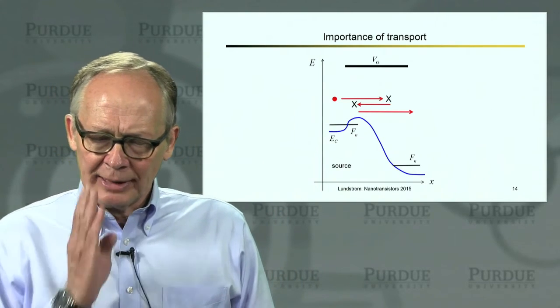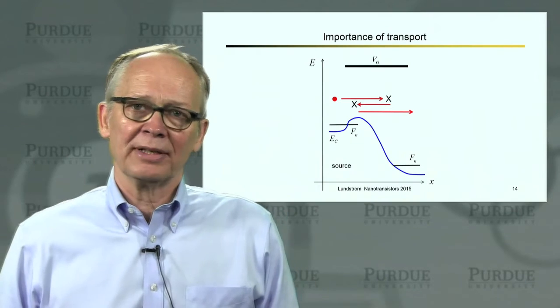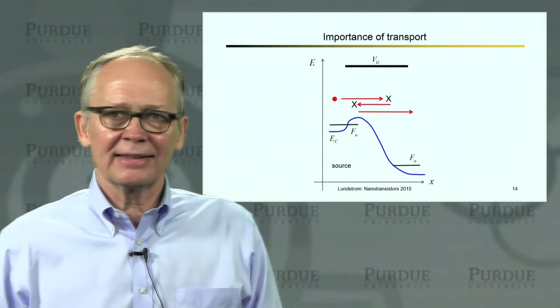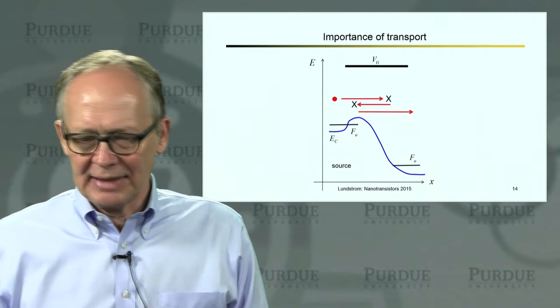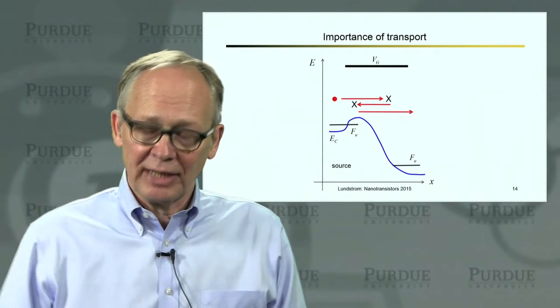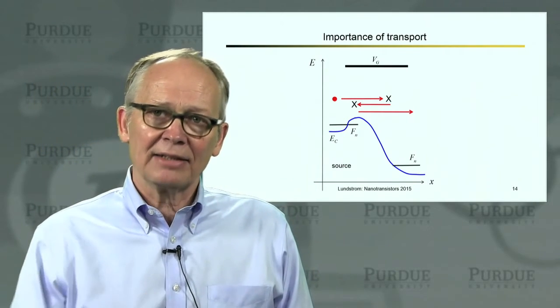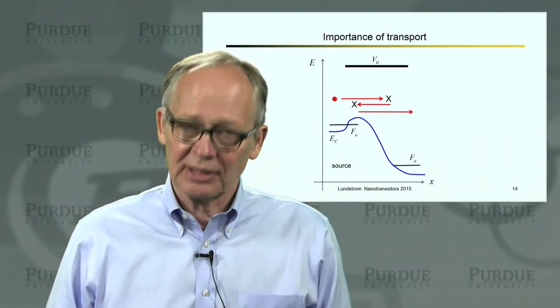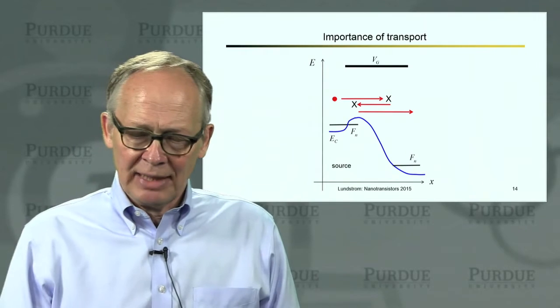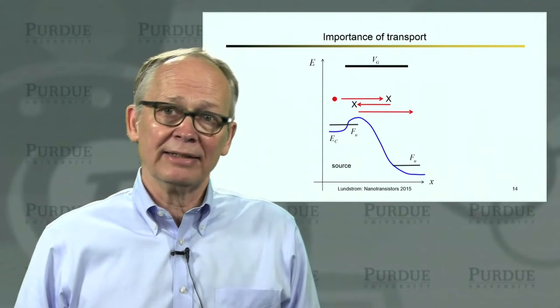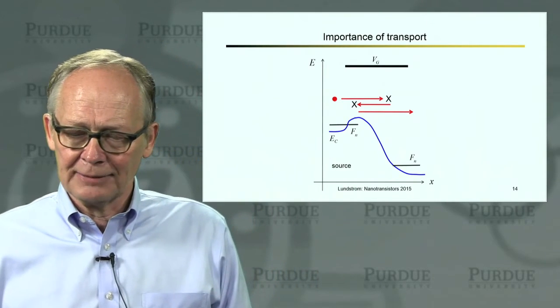More realistically, it's going to encounter something. It'll encounter a defect, it'll encounter some roughness at the interface, and it may encounter a lattice vibration, and that will knock the electron in a different direction. So the electron might get knocked back to the source and not even come out the drain. It might bounce around several times and end up coming out either the source or the drain.